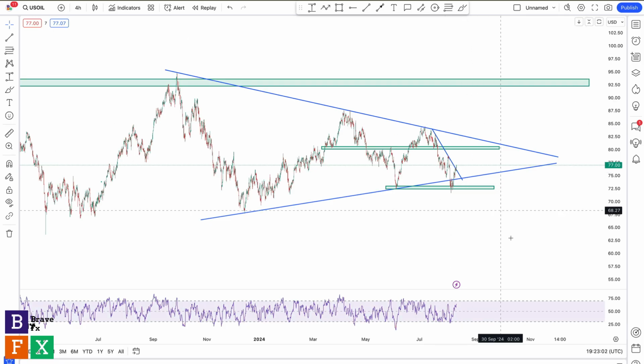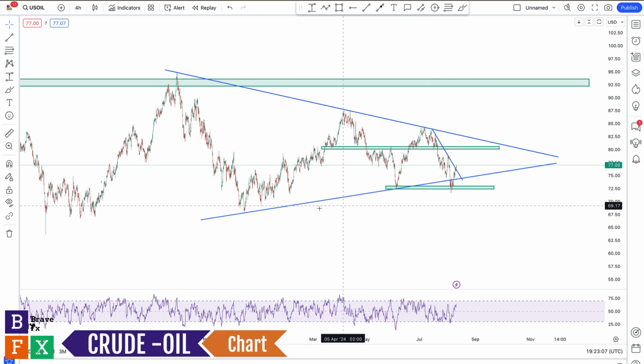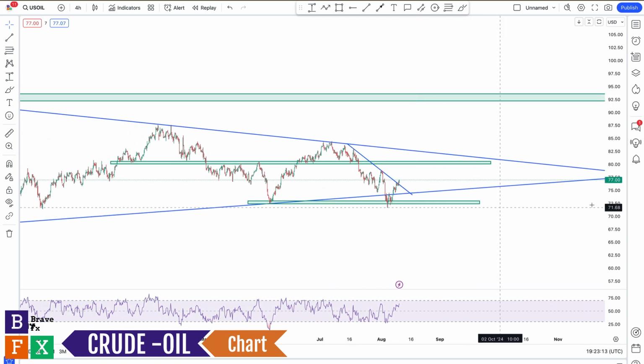Moving on, crude oil, good charts. We seem to have had a bearish breakout from this symmetrical triangle, support level held, and now we've reversed back into the triangle, right?